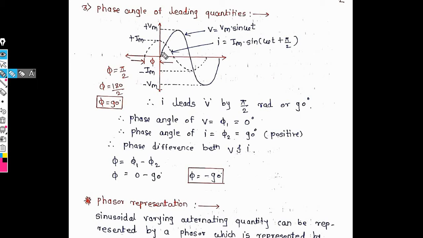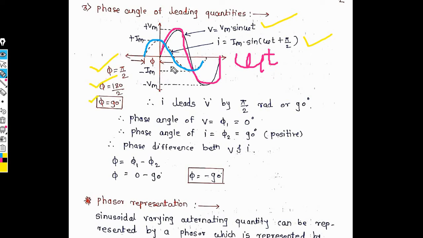Now this is the voltage waveform, here the axis is omega t. Then the current waveform is here. The voltage is V equals Vm sin omega t, and I equals Im sin (omega t plus pi by 2). Then pi by 2 means 180 upon 2, so phi is 90 degree.